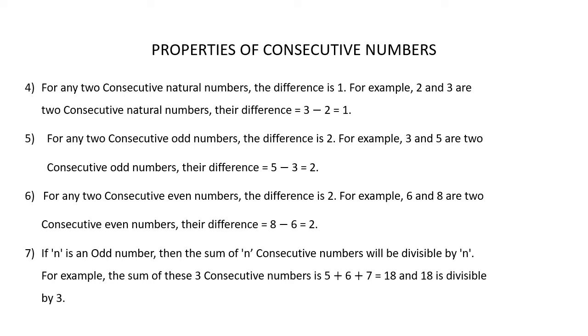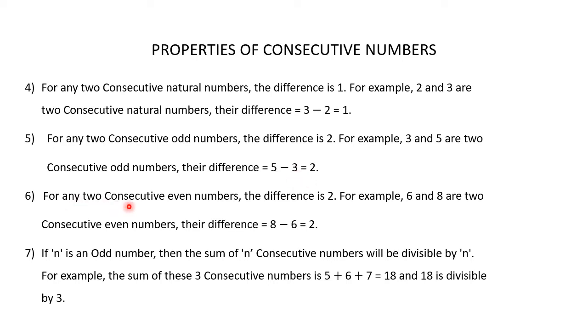Let's move on to more properties of consecutive numbers. For any two consecutive natural numbers, the difference is 1. For example, 2 and 3 are two consecutive natural numbers. Their difference is 3 minus 2, 1. For any two consecutive odd numbers, the difference is 2. For example, 3 and 5 are two consecutive odd numbers. Their difference is 2. 5 minus 3 is 2.